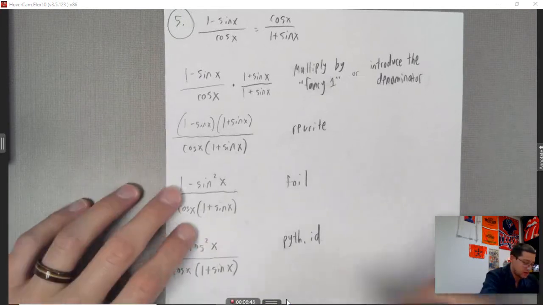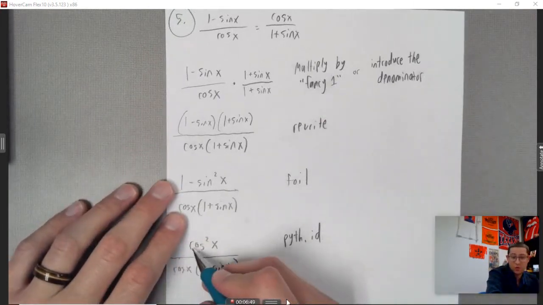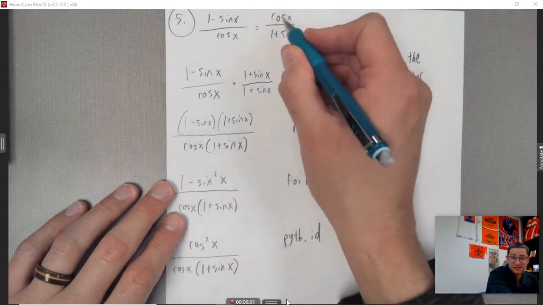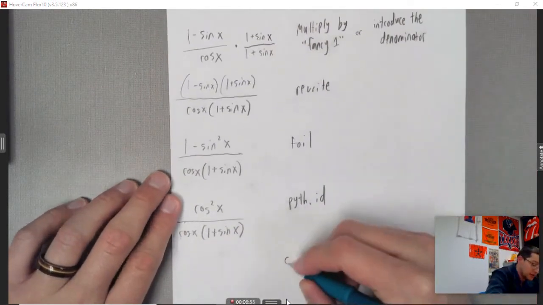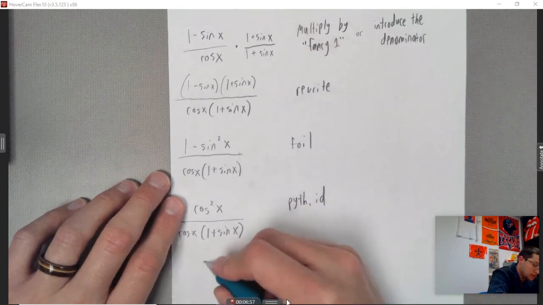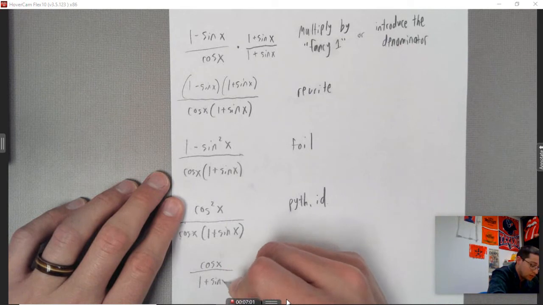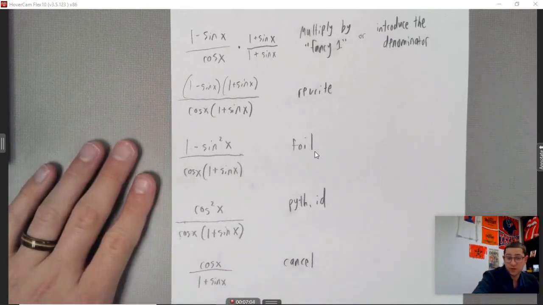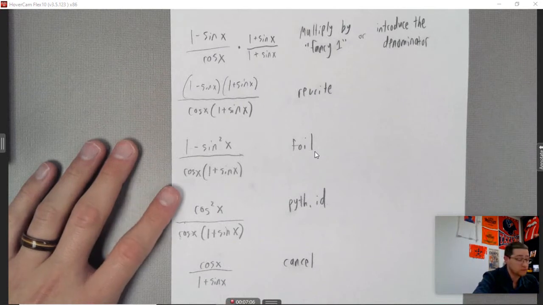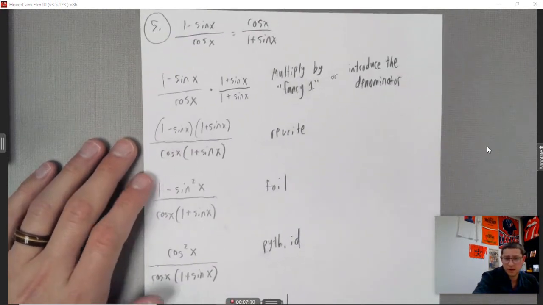And so from here, we just cancel, and you should be able to see, right, this cosine goes away, one of these goes away, and it's still left on the top. So that's exactly what we're trying to work towards, and we cancel it, and we are done. We are done with that one. So cosine of x on the top, and then over 1 plus sine of x. And that's our first verifying trig identity for the day. All right, so that's a good one.